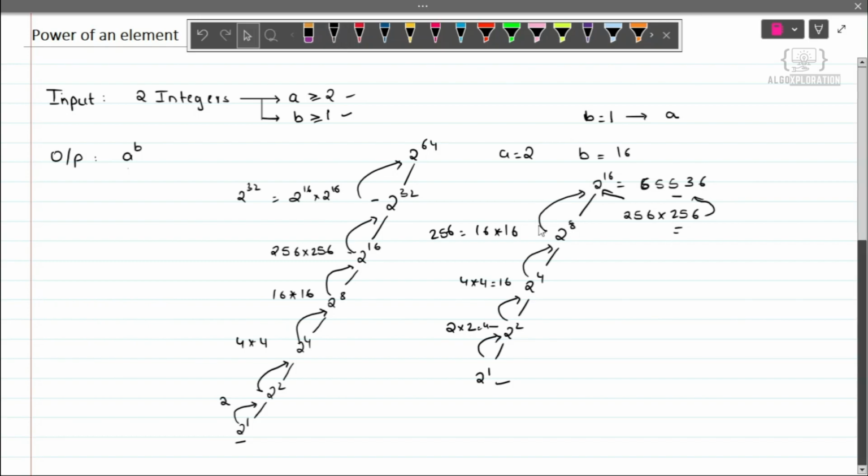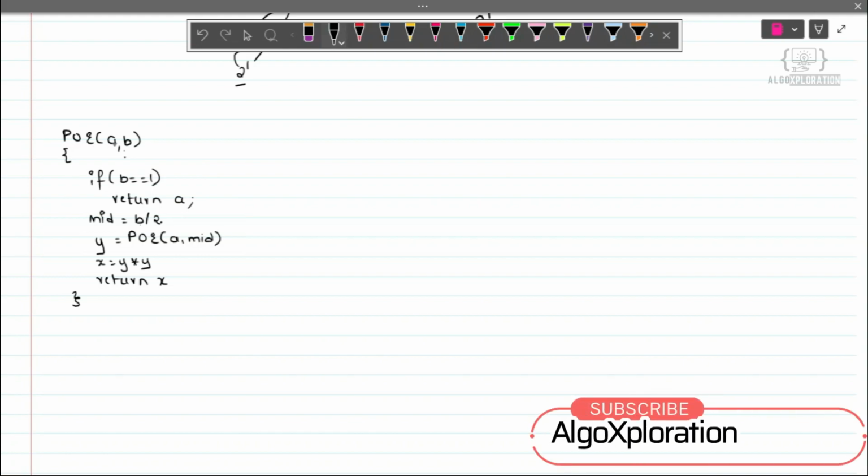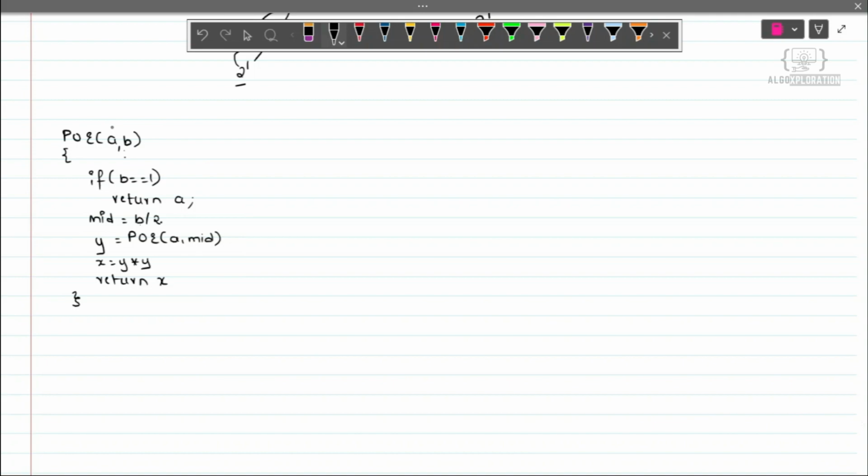Now let's see the pseudocode. This is the pseudocode. I have named the function POE, that is power of an element, and I am passing two parameters A and B. Now we have to define the small problem first, that is if B equals 1, then we simply return A. Or else we will first find the mid, that is B by 2, and then we will call it recursively, that is POE of A comma mid.